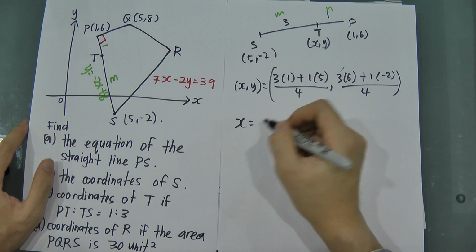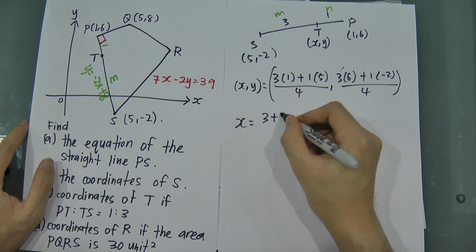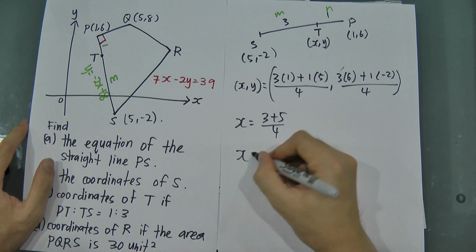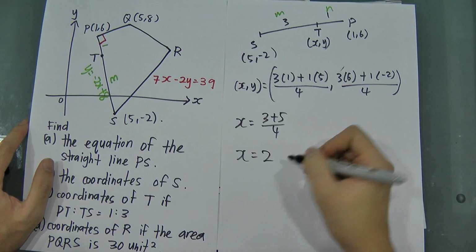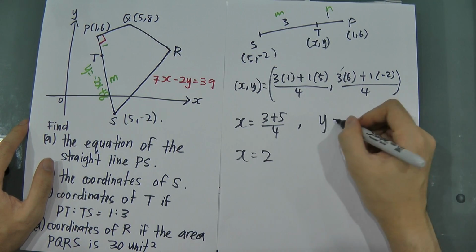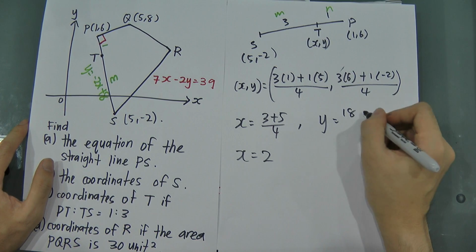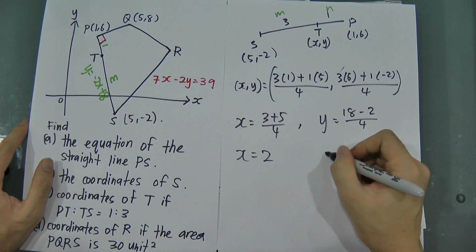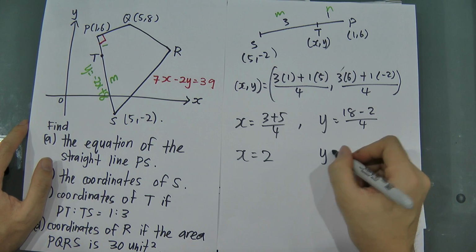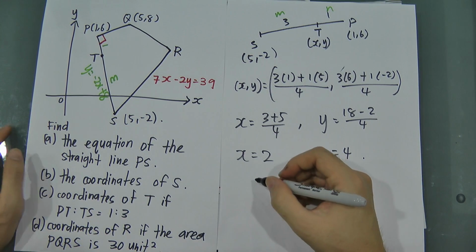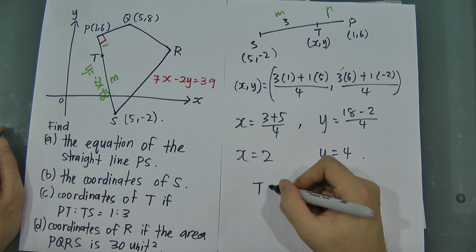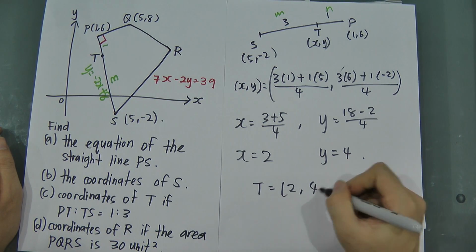So x will equal 3 plus 5 over 4. So x is equal to 8 over 4, which is 2. Comma, y will equal the whole thing over here, which is 18 minus 2 over 4, which is 16 over 4, which will give you 4. So therefore, coordinate T will equal 2 and 4. Done.